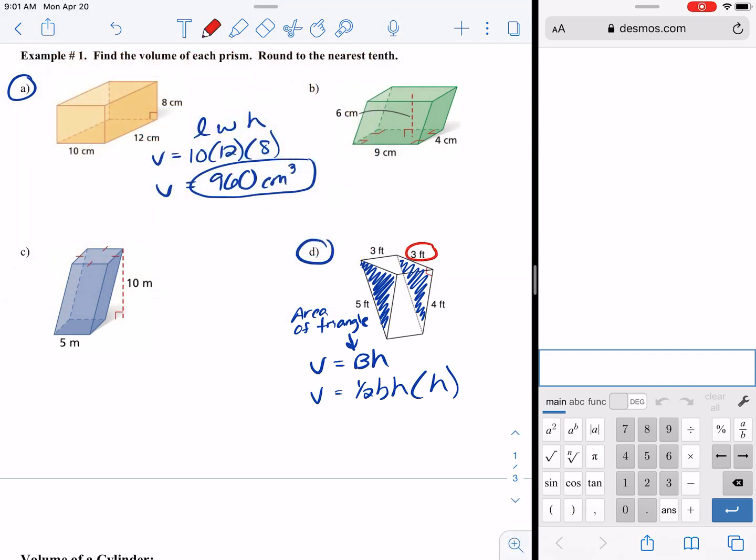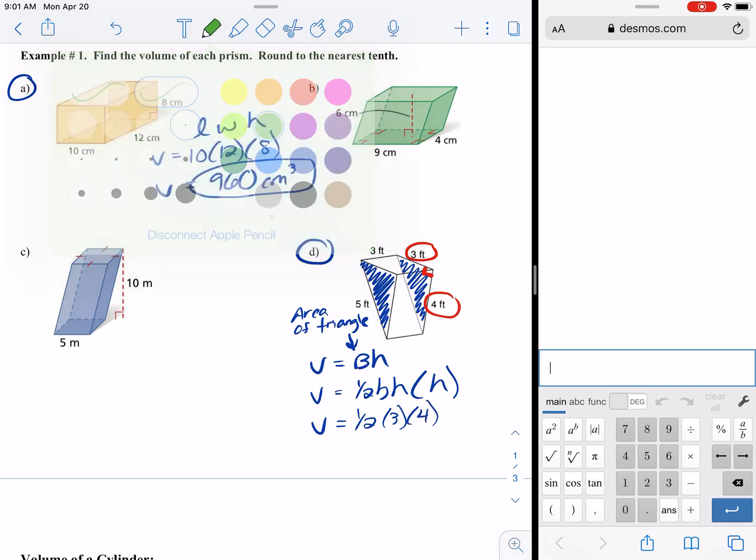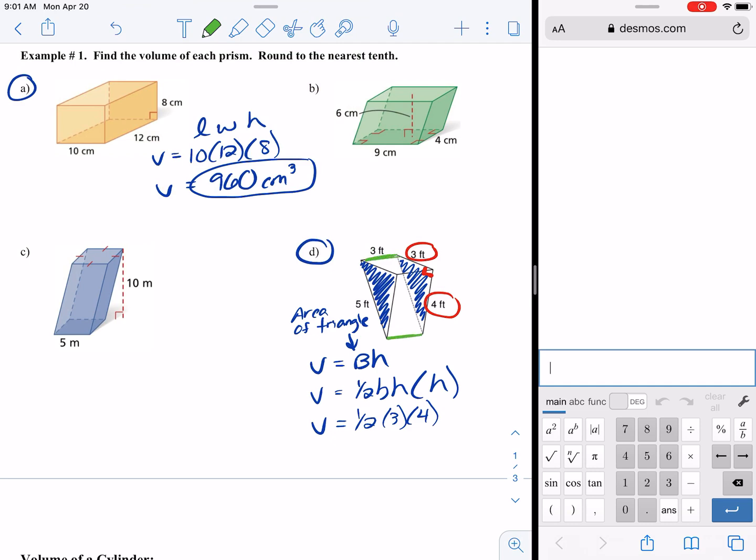We know that the 3 and the 4 are the base and height of the triangle because they meet at 90-degree angles. We talked about this and had a big emphasis on it last unit. So our base and our height of the base are 3 and 4. And then the height of the prism is this length right here. Height is the length that connects the two bases, and that would be 3. So our volume would equal 18 feet cubed. Okay.